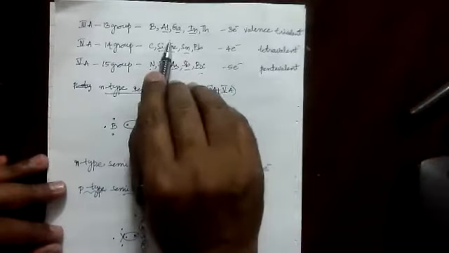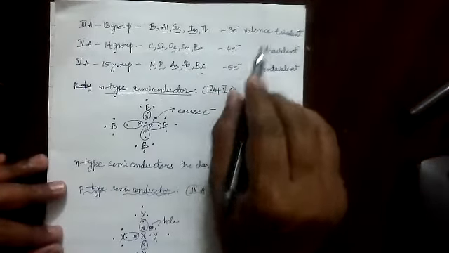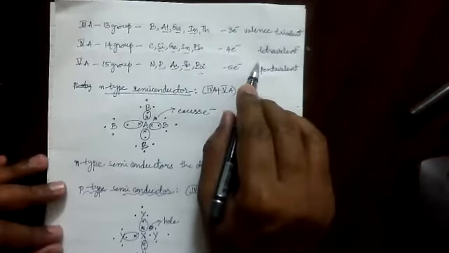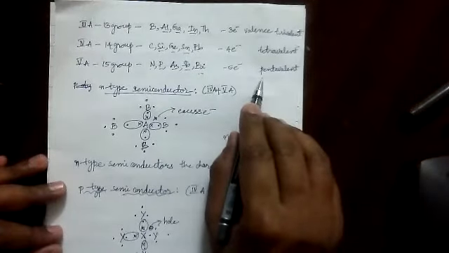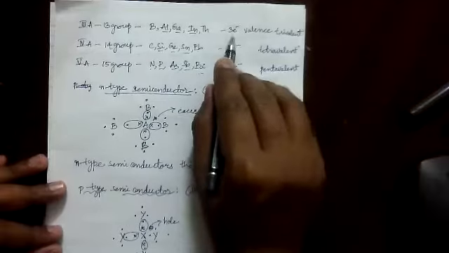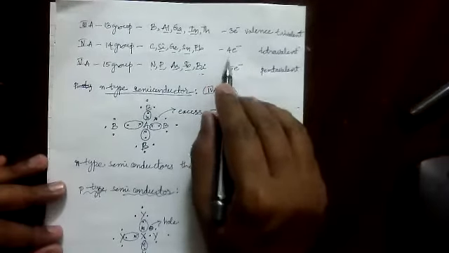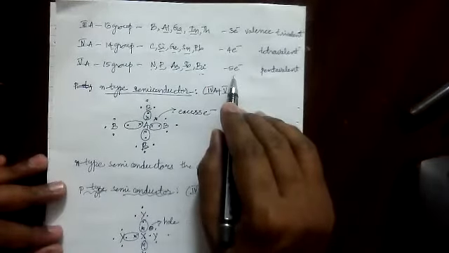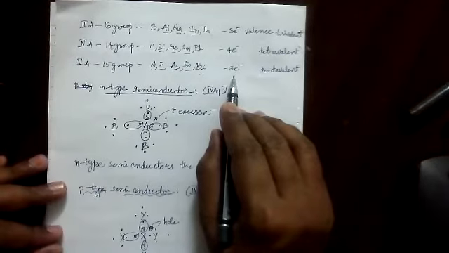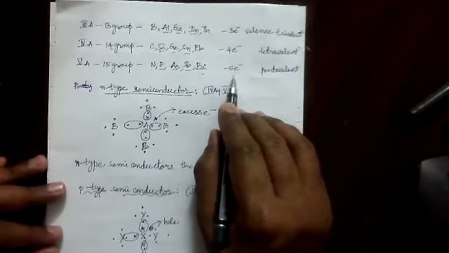The 3A group element is also known as trivalent, the 4A group element is known as tetravalent, and the 5A group element is known as pentavalent, because they have 3 electrons, 4 electrons and 5 electrons in the outermost shell, which are ready to participate in chemical reactions.